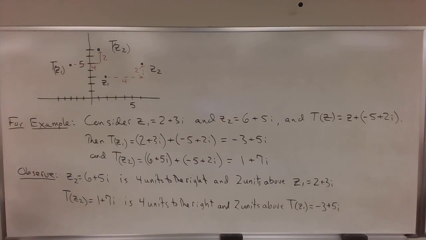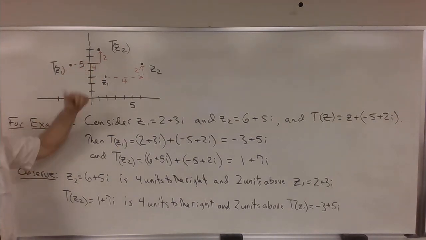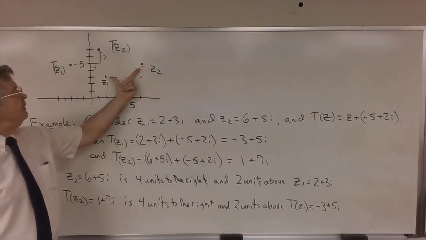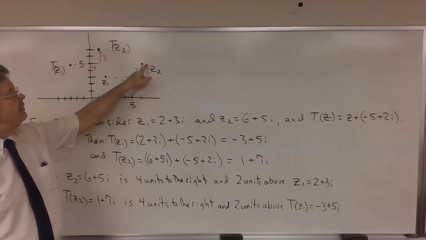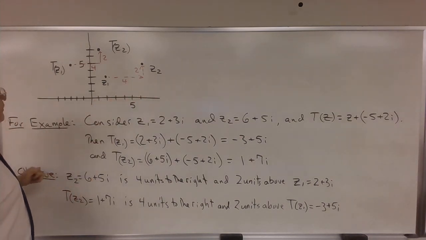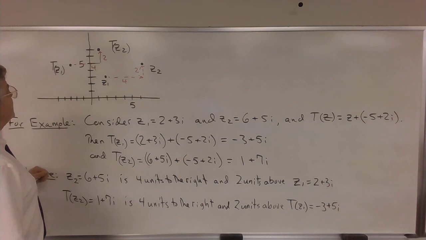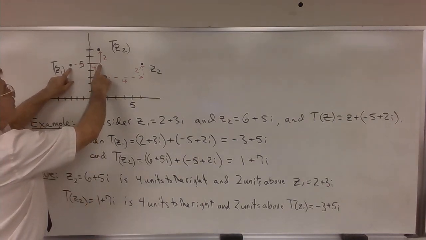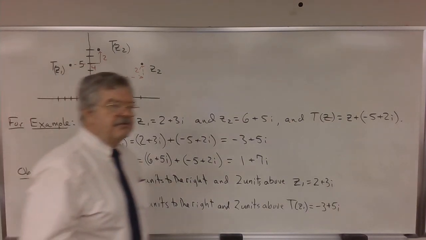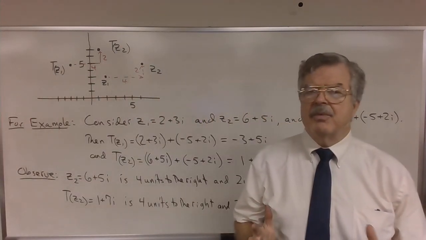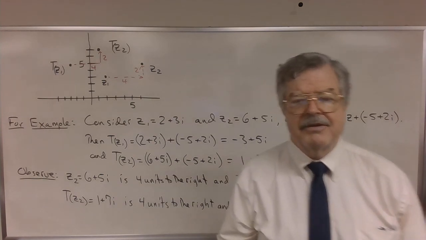So again, the point of this is that a translation preserves the relative positions of points with respect to one another. If Z1 and Z2 are such that they're 4 units apart horizontally and 2 units apart vertically, then under a translation, their images are going to be 4 units apart horizontally, 2 units apart vertically. So their positions relative to one another are preserved.